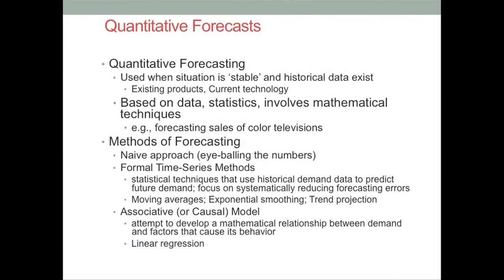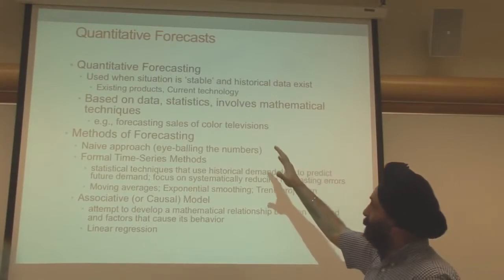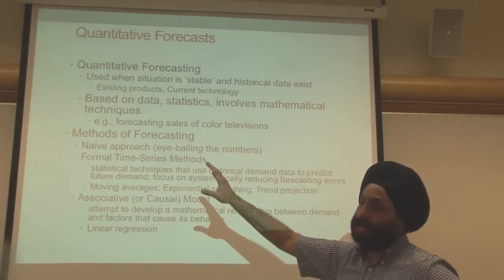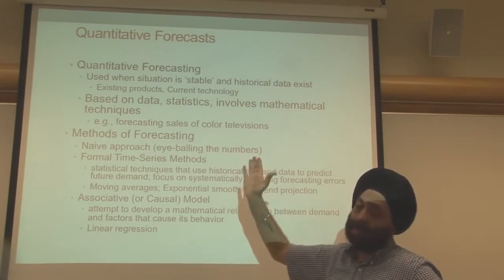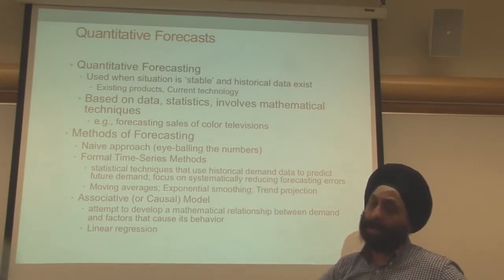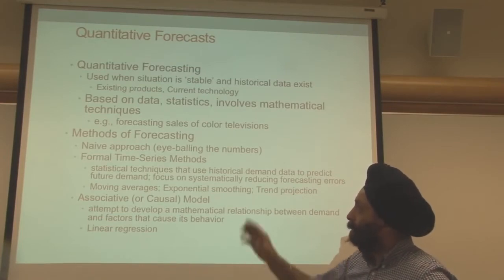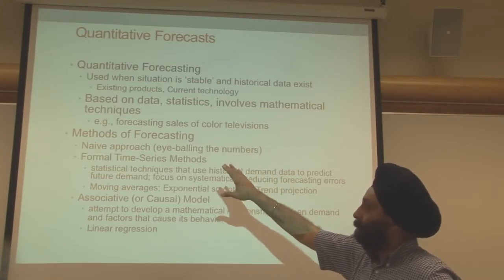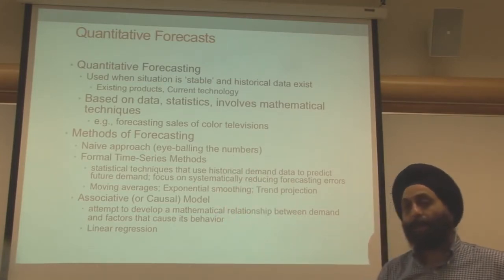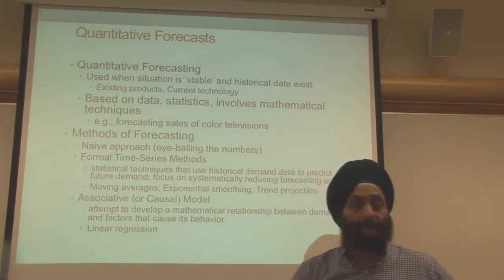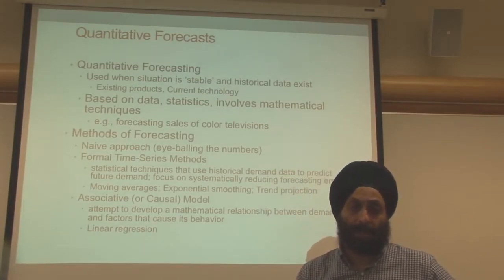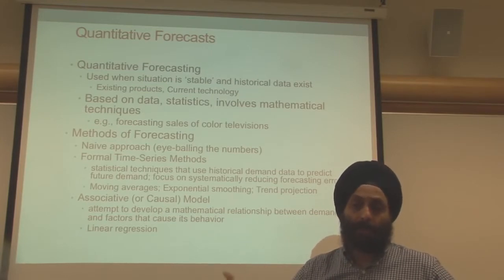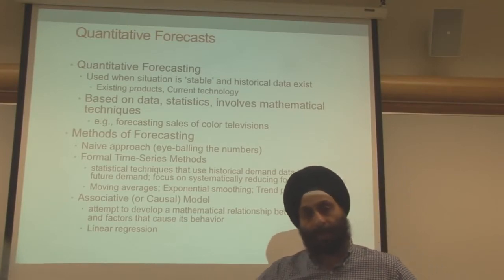Now let's talk about the quantitative forecasts. Quantitative forecasting is used when situations are stable and historical data exists. So typically this is used for existing products and current technology, very different from the qualitative forecast that we mentioned earlier. This is based on data, statistics, and involves mathematical techniques. So for example, forecasting sales of color televisions, which is something the company has been making in the past, has the data, and knows what the sales have been in the past. It makes more sense to use quantitative approaches to predict future sales in this case.